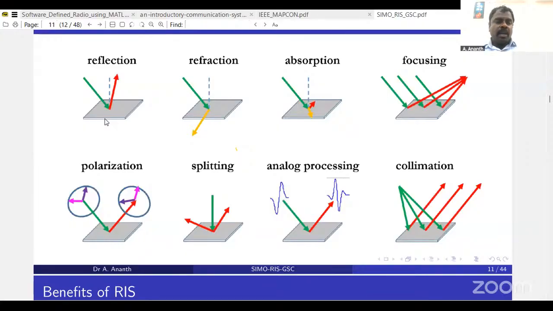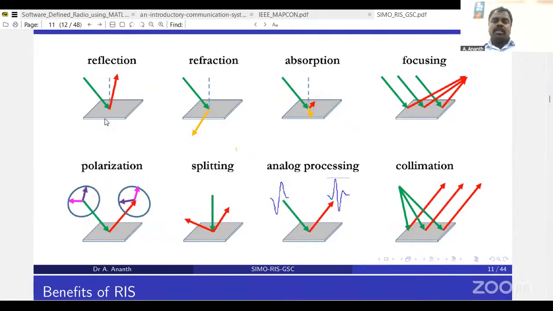For example, if we have some blockage between the source and destination, we can have a reconfigurable intelligent surface in between, so that it can reflect all the waves that strike it towards the particular location where the destination is. So, to avoid blockage, we can use RIS in reflecting mode.